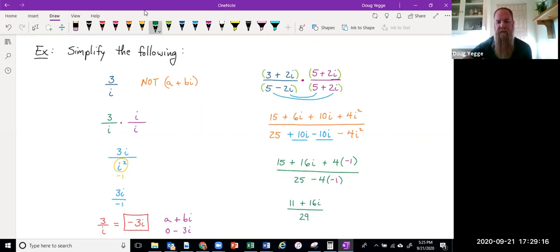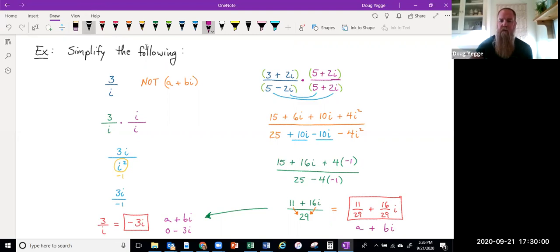And although that kind of looks like my answer, it doesn't yet look like a plus bi. It looks like a plus bi divided by c, or divided by some other real number. So we just need to remember the properties of fractions, which allows me to separate fractions if I'm dividing by a single quantity, which means that my final answer is 11 over 29 plus 16 over 29i. And sure enough, I know that I'm done because of the fact that it again looks like a plus bi.